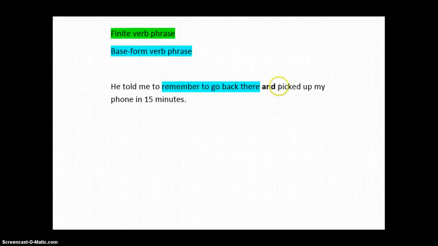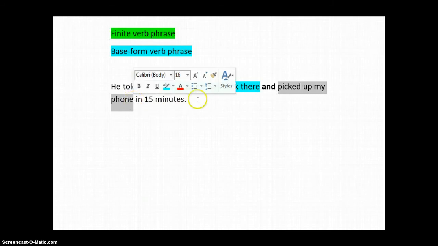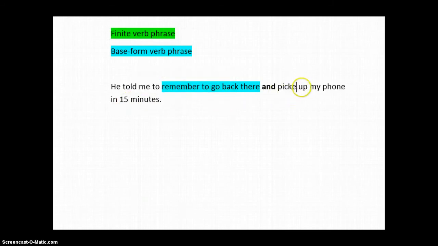And let's find a base form verb phrase here. Well, of course, there isn't one, as we know. We have a finite verb phrase. The way we fix that is we just turn that into the base form. And now it's parallel. He told me to do two things. One, remember to go back there, and two, pick up my phone.